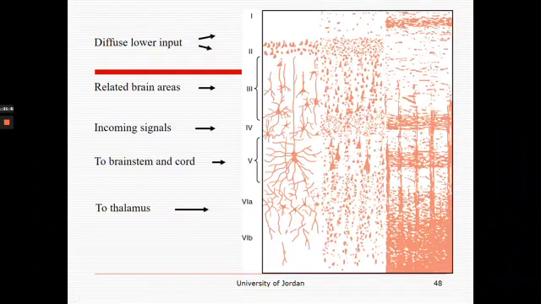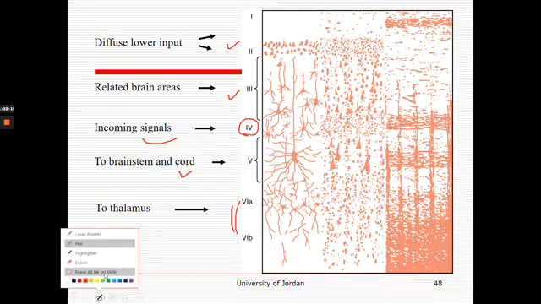These are the layers. This is layer 1, outside, diffuse input, lower input. 2 and 3 are related brain areas. 5 are incoming, all incoming signals. 5 is to spinal cord and brainstem, and 6 is to the thalamus. These are the areas. These, of course, are histological layers.